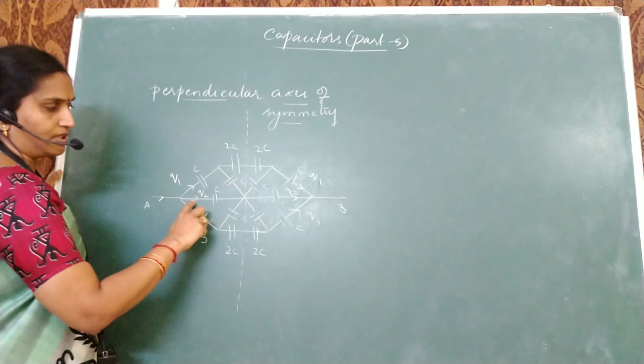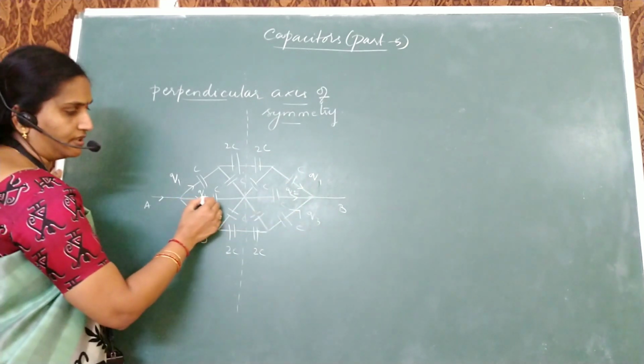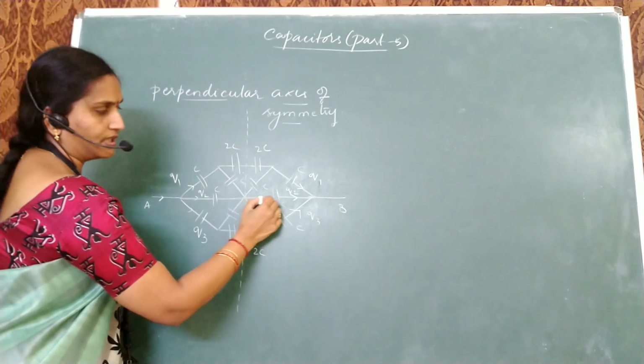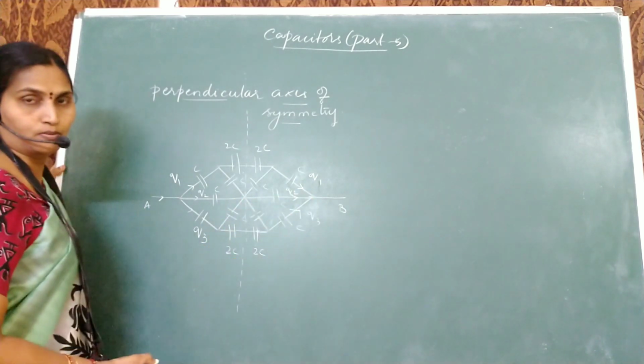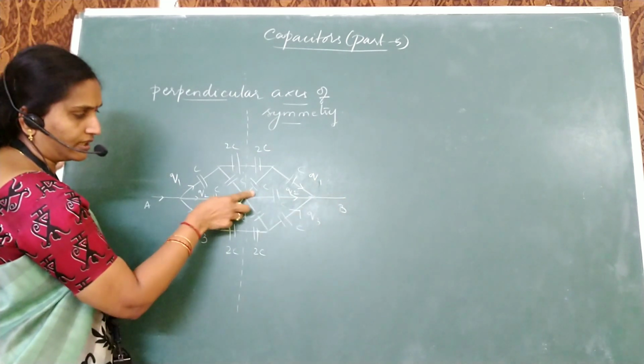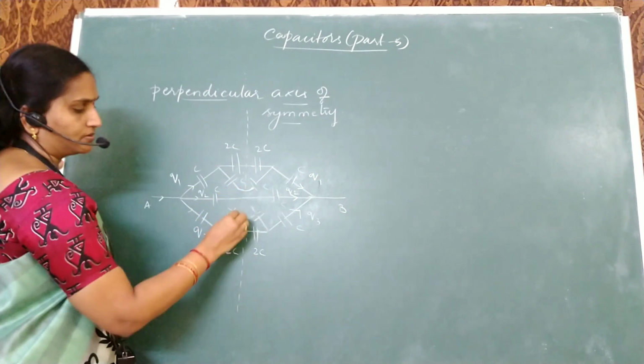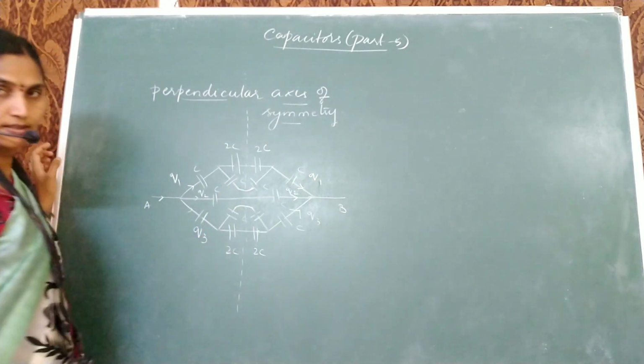Now observe the central branch of this arrangement. Charge entering the junction is Q2, leaving this is also Q2. Since the same charge is flowing without any deviation, you can cut the circuit here, join the upper two and lower two capacitors.